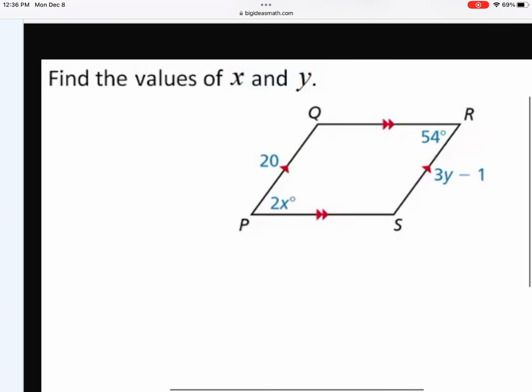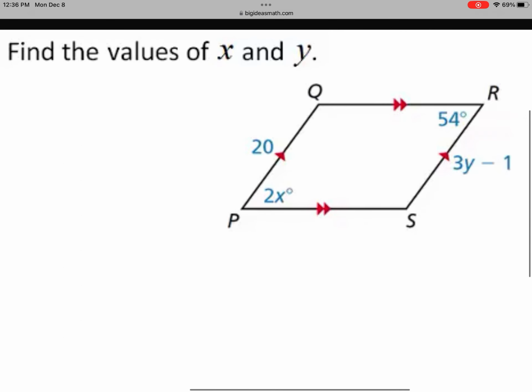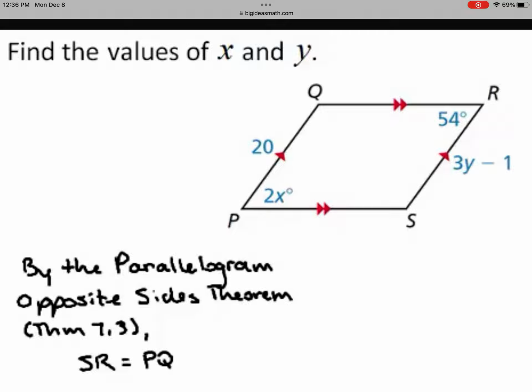Find the values of x and y. Looking at the diagram, you can see that PQRS is a parallelogram because the opposite sides are parallel. So by the parallelogram opposite sides theorem, SR equals PQ.